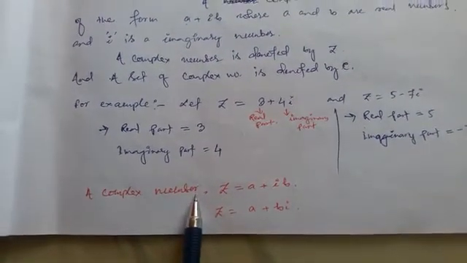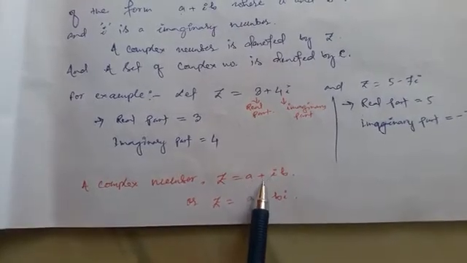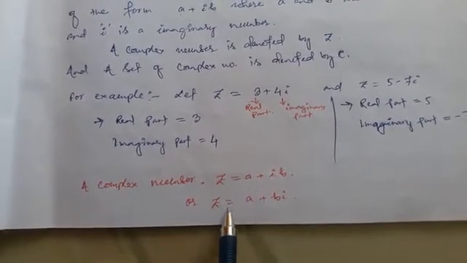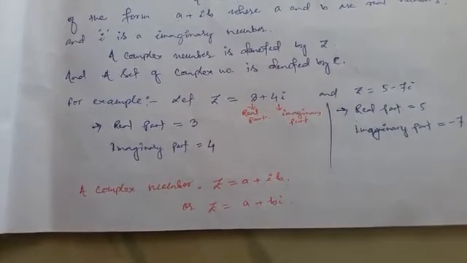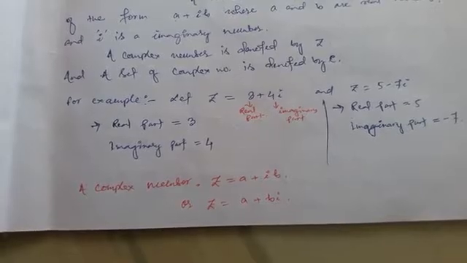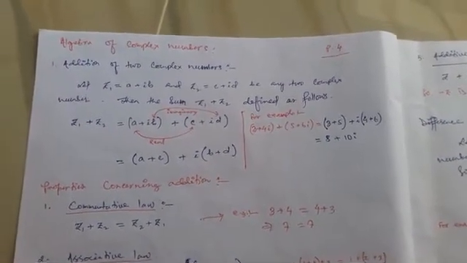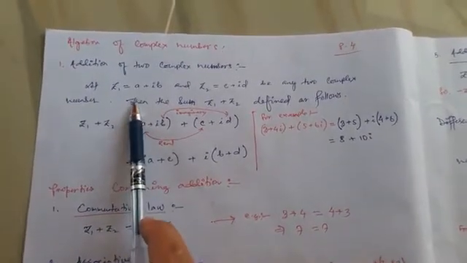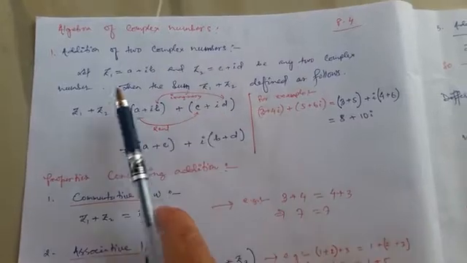A complex number can be written as z equal to a plus ib or z equal to a plus bi. You can write any one. Let us learn about the addition of complex numbers, how to add a complex number to a complex number.